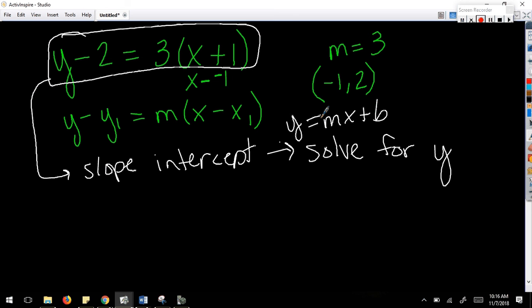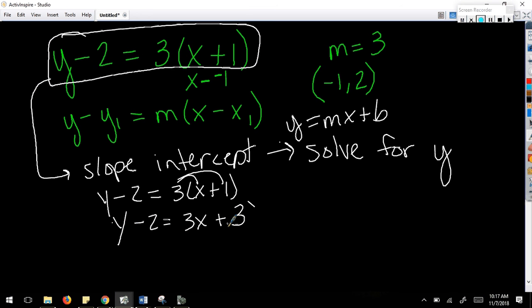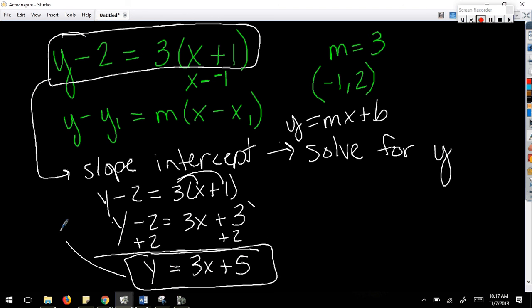Christian, what's my first step? Yes, you're absolutely right. I'm going to look at this equation and I'm going to distribute this 3 through here to get rid of the parentheses. 3x plus 3. Y is still not by itself. What is with y? That's 5. Now it is in slope-intercept form.